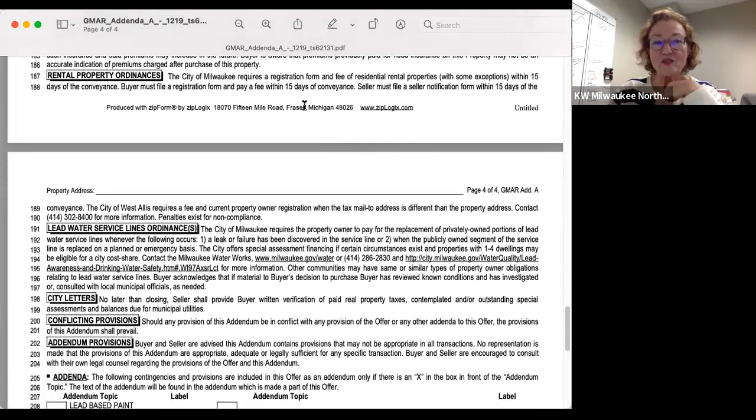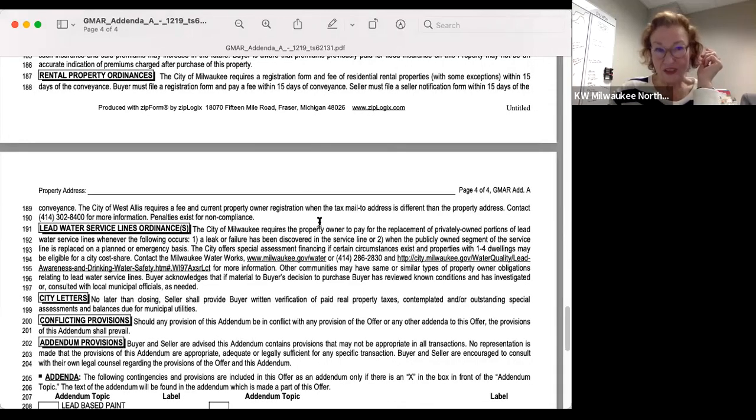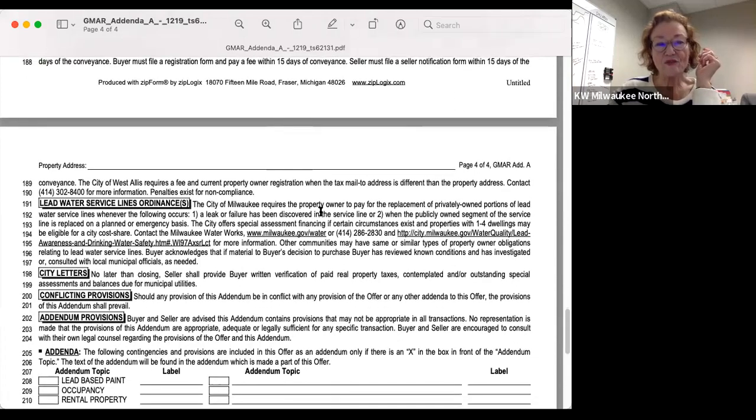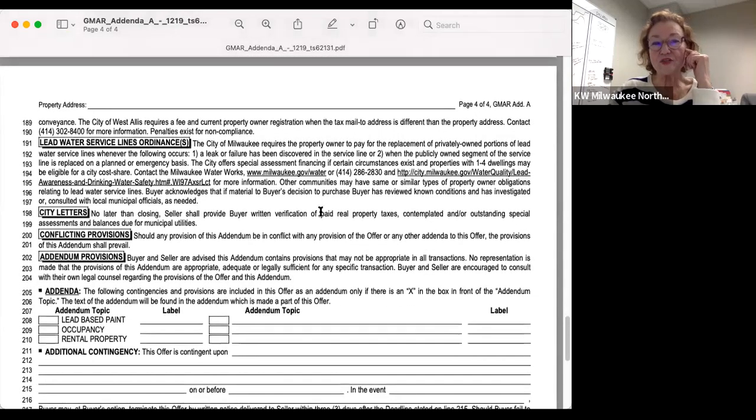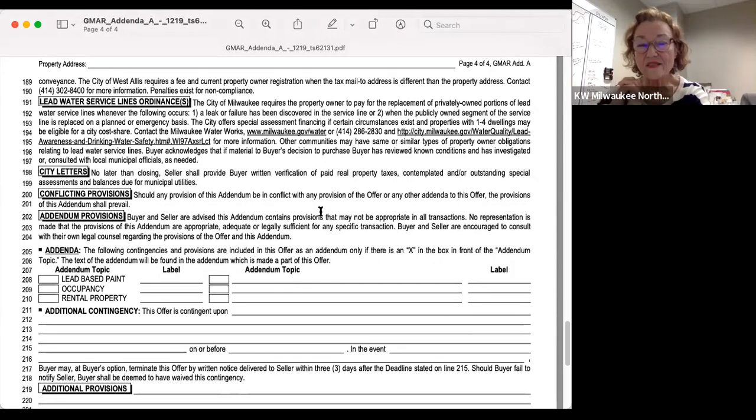Buyer must file a registration and pay the fee within 15 days of closing. Seller must file a seller notification form within 15 days of the closing. City of West Allis requires a fee and a current property owner registration when the tax mailed to address is different than the property address. And then they give you a phone number to call for specific information. So if you're involved in a transaction in rental properties in the City of Milwaukee or in West Allis, I would learn more about this so that your buyer is well versed.